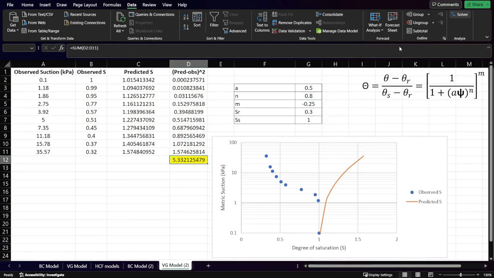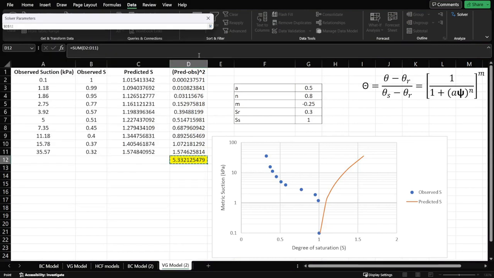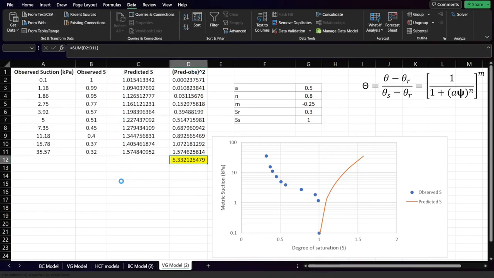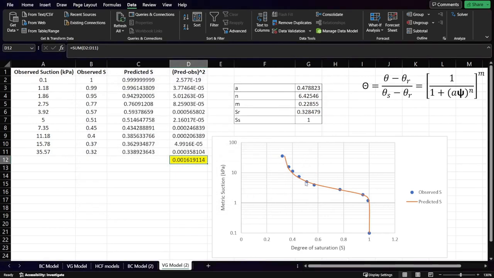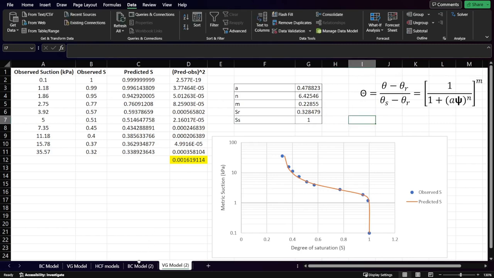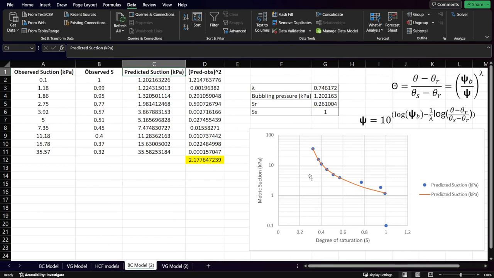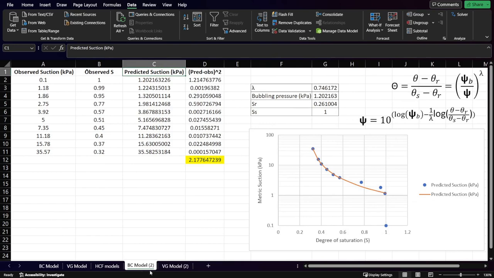Okay, so again I'll go to the solver and I'll select minimize this error value, the sum of the errors, by varying the values of these parameters, right? I'll click solve and it has solved. So here you'll see you have obtained a very good fit of the model, right? Using this Van Genuchten function, the Van Genuchten prediction model. Okay, so at this point you can see for the BC model we have obtained a very good fit, and also for the Van Genuchten model we have obtained a very good fit here, right?